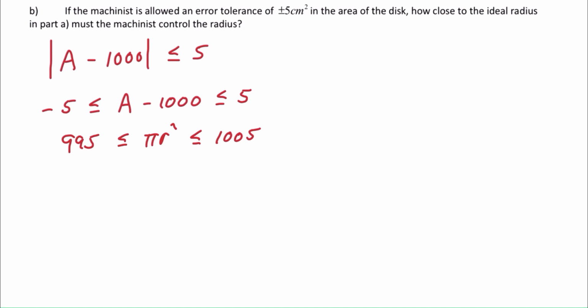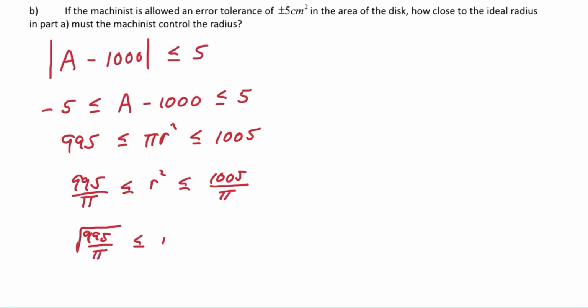And now we're solving for r. Divide by pi. And take the square root of both sides and the middle. So we have our bounds on r. Think of these as the x1 and x2 that we've seen in the previous problems.